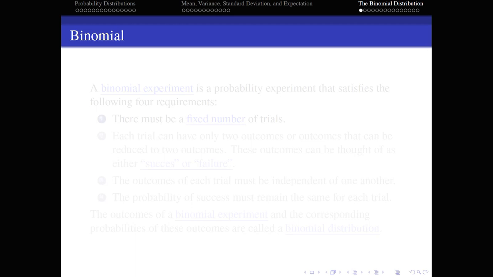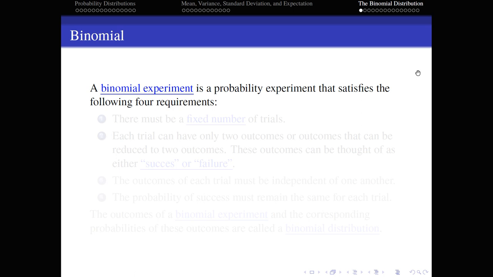In this video, we'll end Chapter 5 by discussing the binomial distribution and some of its cool properties that can be used to calculate probabilities, means, variances, and expectations very quickly. First of all, we need to discuss what a binomial experiment is.